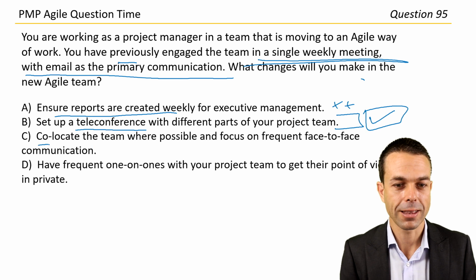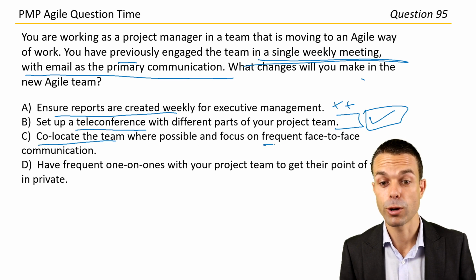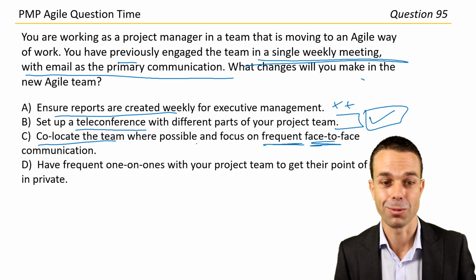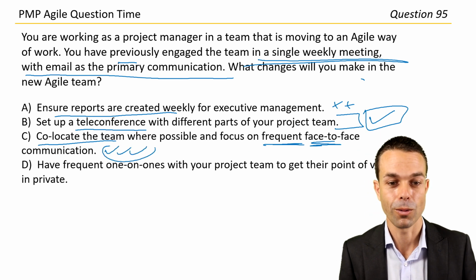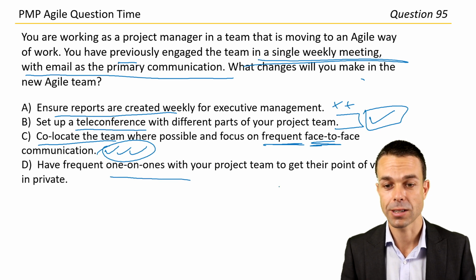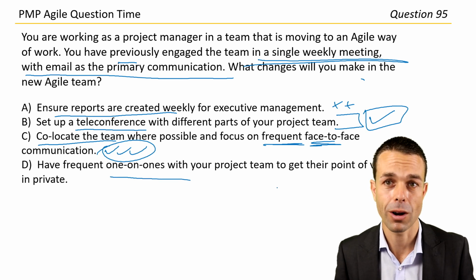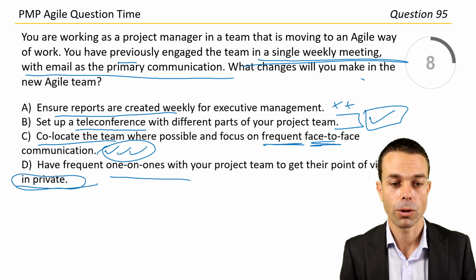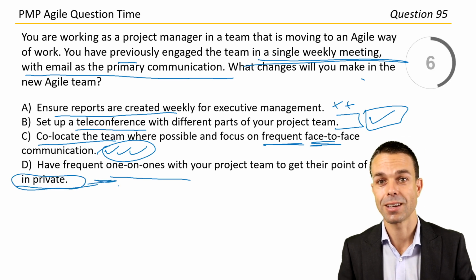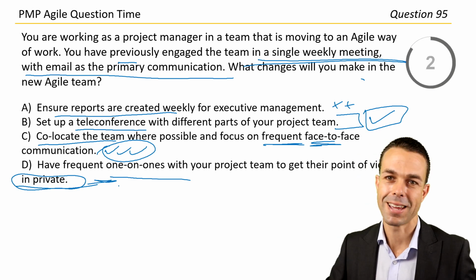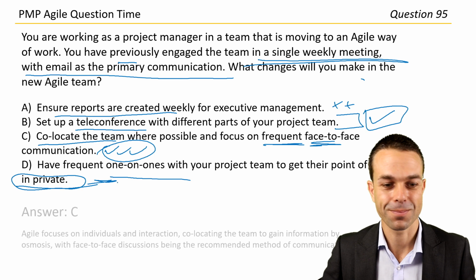Co-locate the team where possible and focus on frequent face-to-face communication. There we go. That's the one we're probably looking for on this one. We'll almost lock that in. And have frequent one-on-ones with your project team to get their point of view in private. I mean, this can help, but really what we want is to be discussing and collaborating as a team where we possibly can. So for this one, I love the best answer. Let's go with answer C.